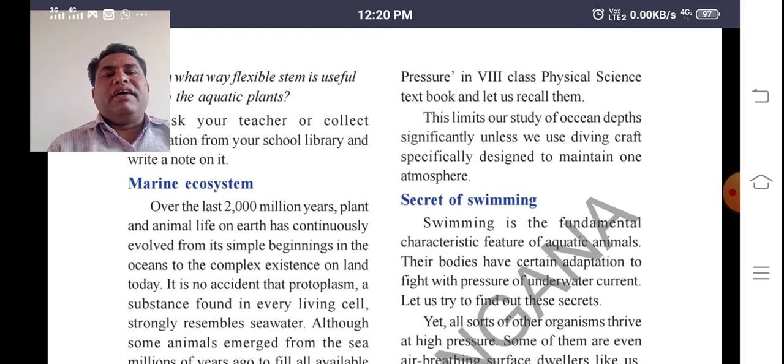We know that over the last 2000 million years, plant and animal life on the earth has continuously evolved from its simple beginnings in the oceans to the complex existence on land today. So according to this, over the last 2000 million years, plant and animal life on the earth has been continuously evolving.